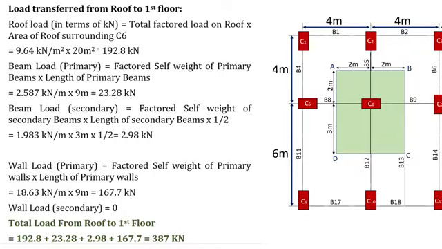0. Total load from roof to first floor will be equal to roof load plus load due to primary beams plus load due to secondary beams plus wall load, and the total will be 387 kN.